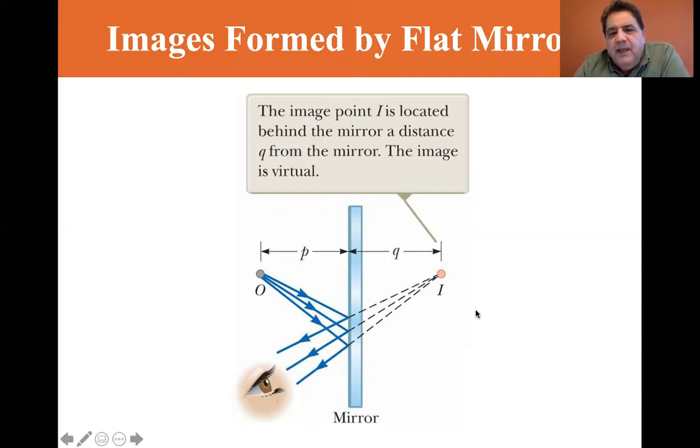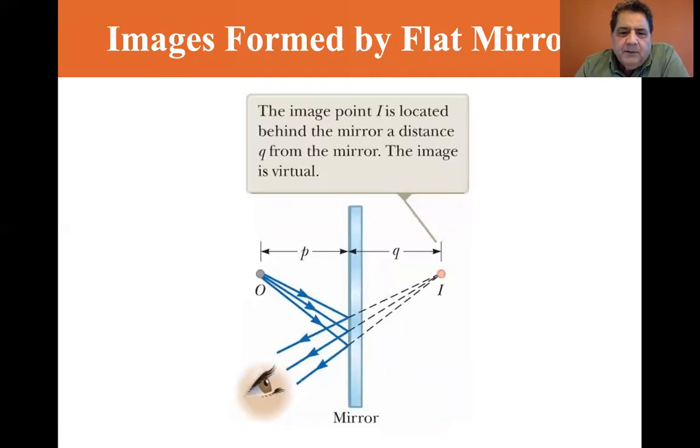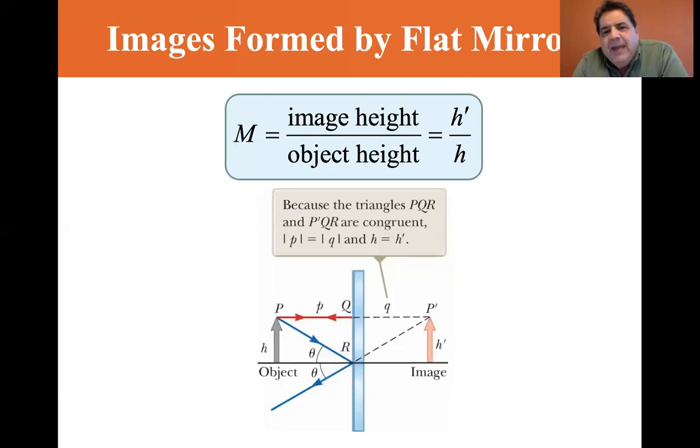And you can see that p and q are equal. Because the triangles PQR and P prime QR are congruent, the absolute value of p is equal to the absolute value of q, and h is equal to h prime. In other words, they're equal, so the magnification M is the image height over the object height, which is h prime over h. And we'll see that that's true of mirrors.